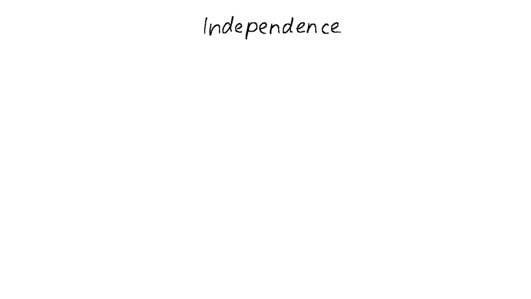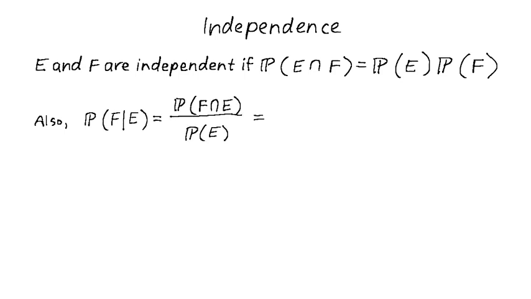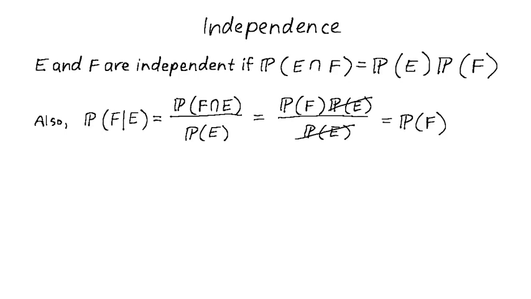Connected to our discussion of conditional probability is the notion of independence. Two events E and F are independent if the probability of their intersection is equal to the product of their individual probabilities. If E and F are independent, then the occurrence of E has no bearing on the likelihood of F. Using our calculating formula, in this case, we can see that the probability of F given E boils down to the probability of F alone.